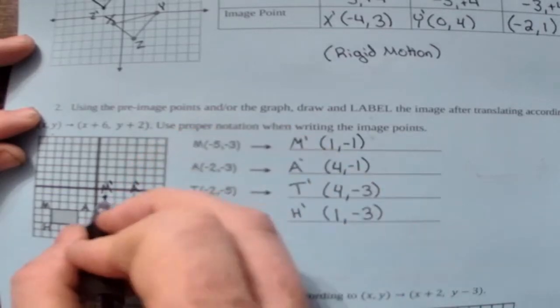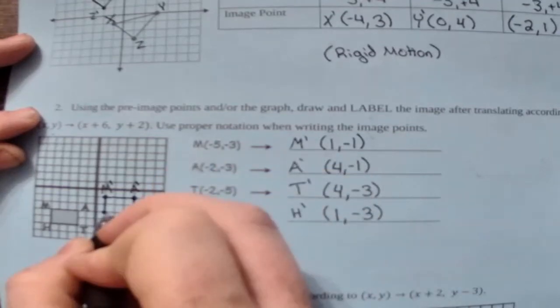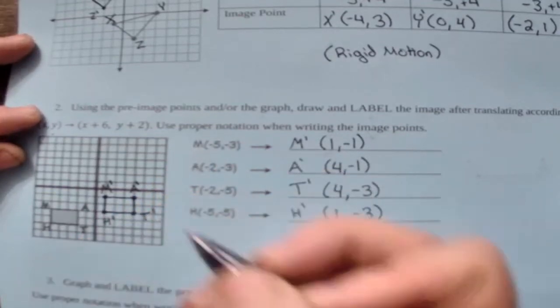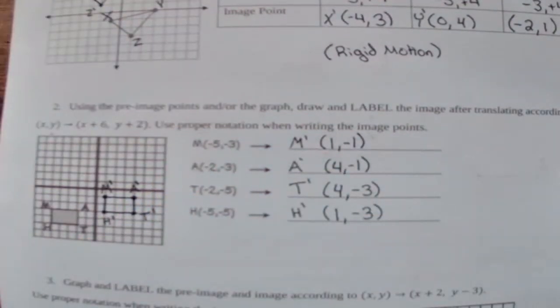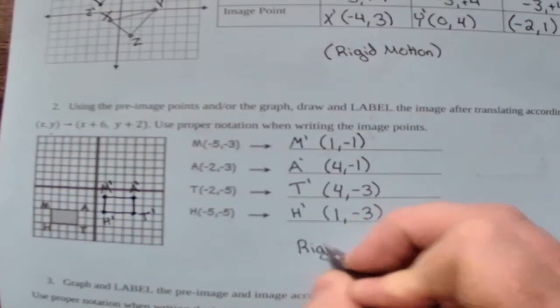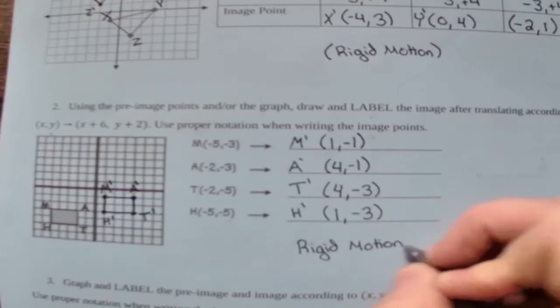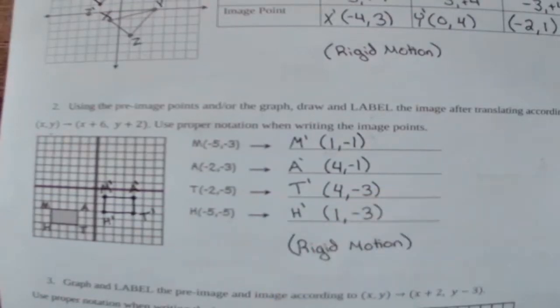So now I can connect my dots, and you're going to go, well, coach, they look the same again. Same size, same angle, same shape. So it must be a rigid motion. And again, it didn't ask for it, but we want to make sure that we know which ones are rigid and which ones are not.